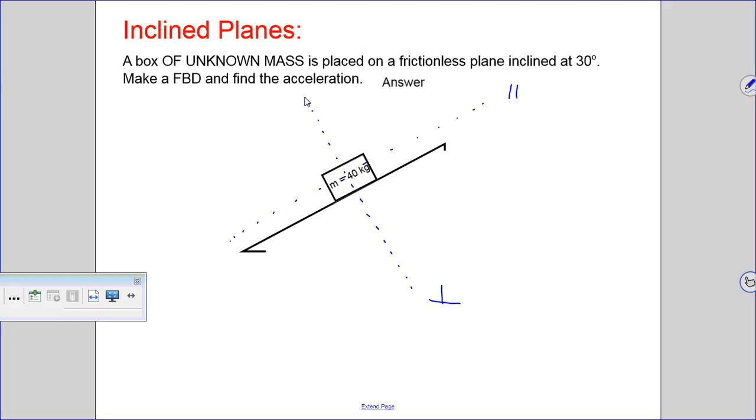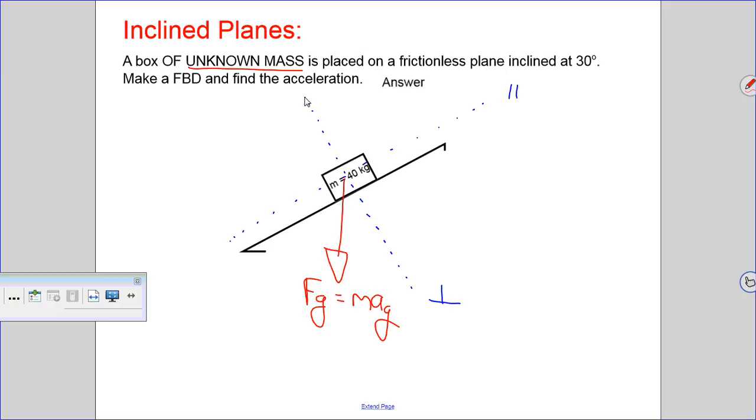Right, my bad. Okay, so anyway, let's pretend it's unknown mass. If you really want, you can do it with 40 kilograms, but you don't need it. All right, so gravity is going to pull this thing down, right? Force of gravity. So if we knew the mass, it would just be m times the acceleration of gravity, right?